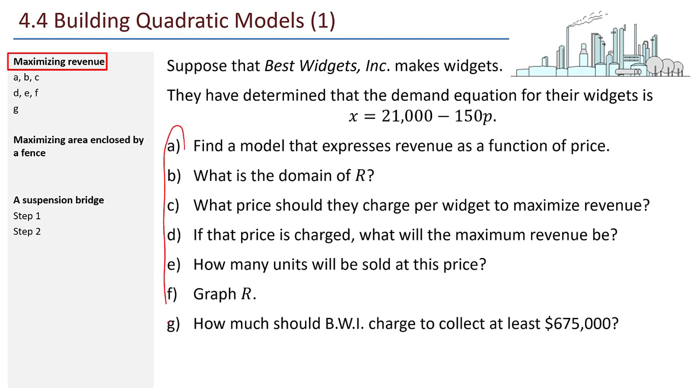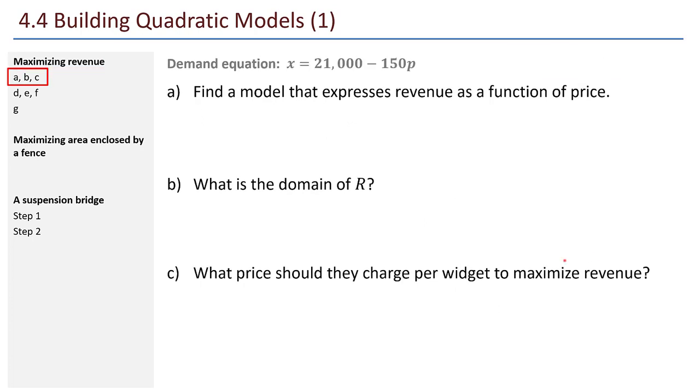We can answer all kinds of questions like this. In the next few slides, we'll take these questions individually, but I just want to give an overview of what we'll be answering. We can find a model that expresses revenue as a function of price. We can figure out the domain of R. We can figure out what is the price that they should charge to maximize revenue. And if that price is charged, what will the maximum revenue be? How many units will be sold? It's all about maximizing. What price should we charge to maximize our revenue? All right, let's take a look at each of these questions individually.